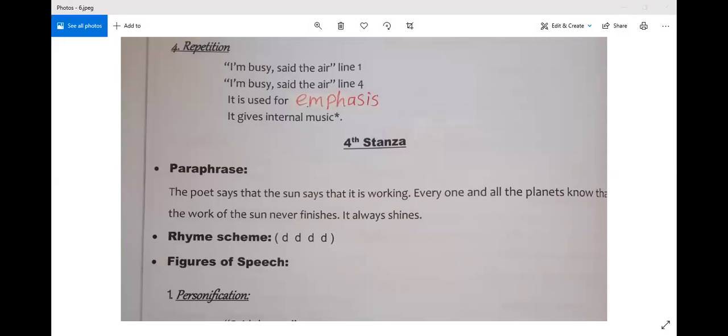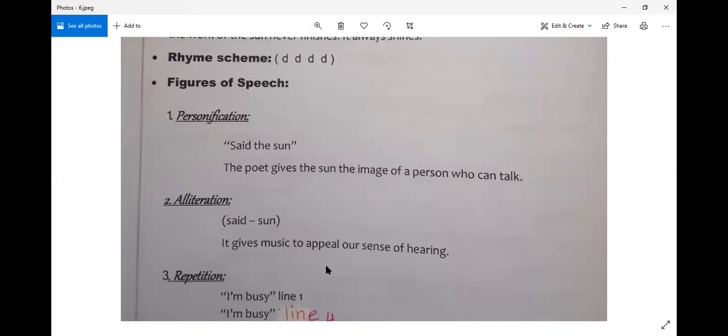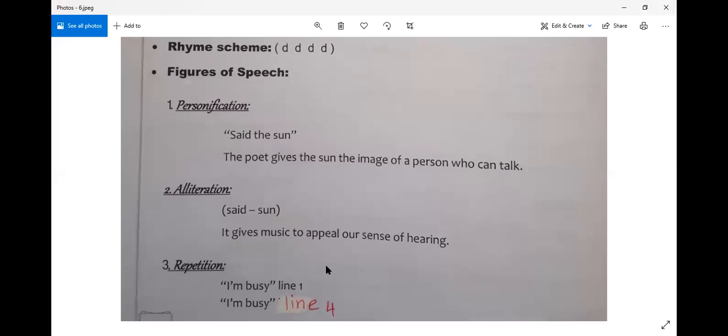Perfect. Let's take here the figures of speech in this stanza. We have "said the sun," and all of us now know that it's very easy to get personification. Said the sun, the poet gives the sun the image of a person who can talk. Alliteration: said and sun. They start with the same consonant letter, S here and S there. It gives us music to appeal to our sense of hearing. This is the use of the alliteration.